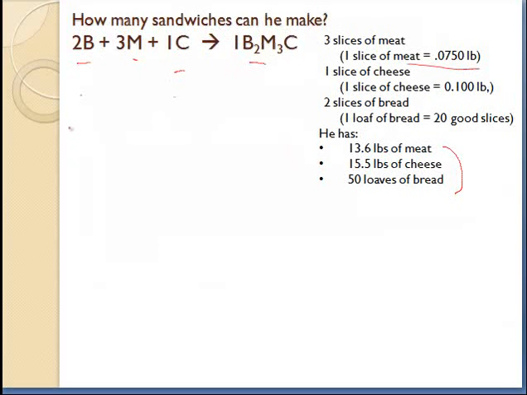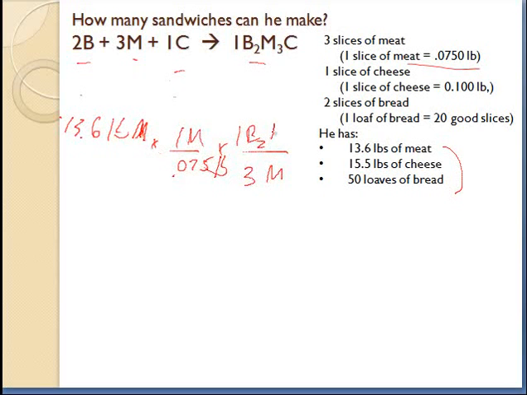Okay? So I'm going to take them one at a time and go 13.6 pounds of meat. And what I know is 0.0750 pounds is 1 meat. And I know I need 3 meats for 1 bread, meat, and cheese sandwich. So if I multiply that out, I'm going to get 60.4, or 60 sandwiches. Okay? 60 sandwiches.